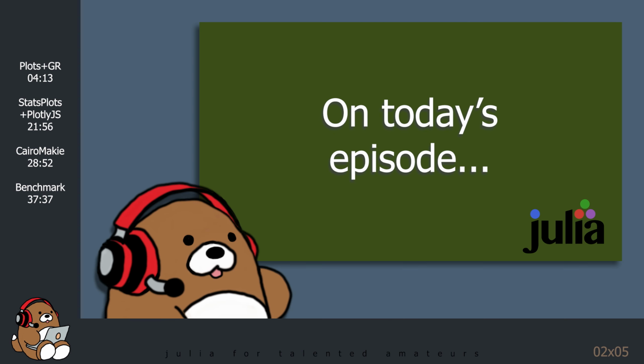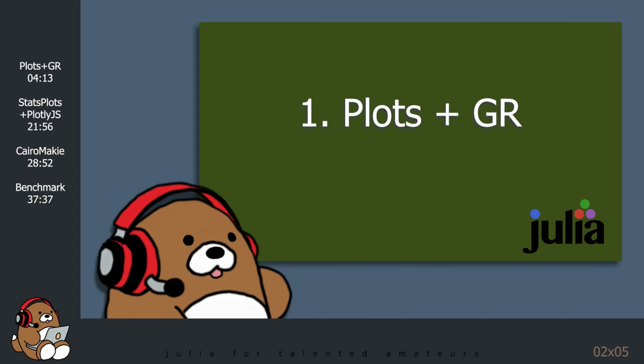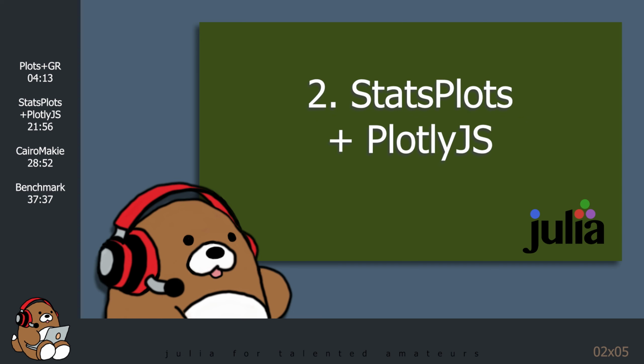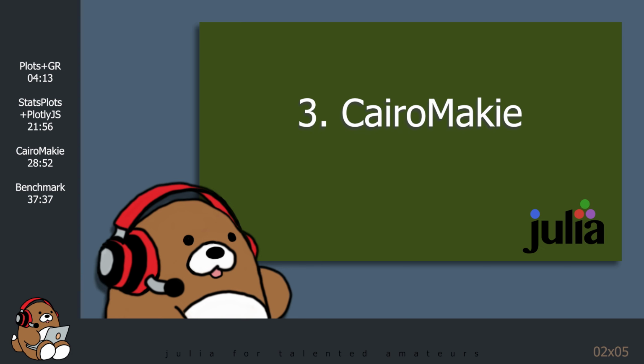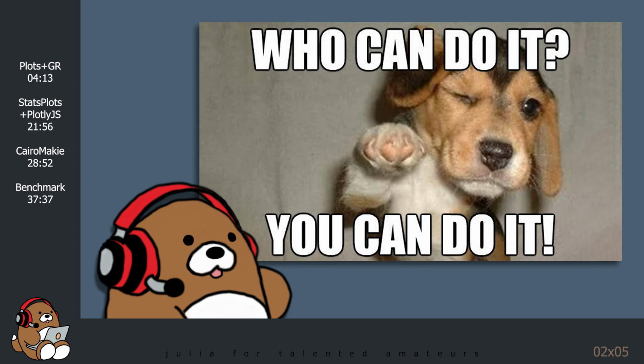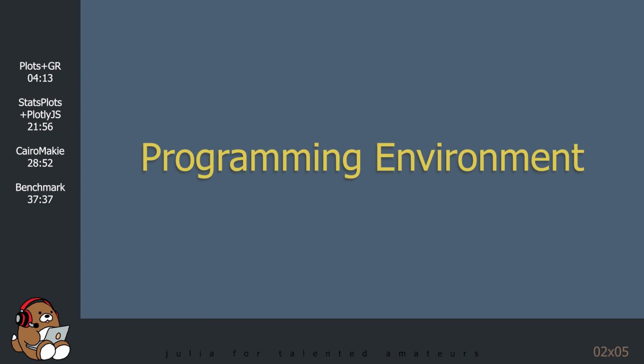I'll show you 3 different ways to do that. First, I'll teach you how to generate these plots manually using the Plots package with the GR backend. Next, I'll show you how to automatically generate these plots using the StatsPlots package with the PlotlyJS backend. Finally, I'll show you how to generate presentation quality statistical plots using CairoMakie. This should be a fun tutorial, so let's get started.